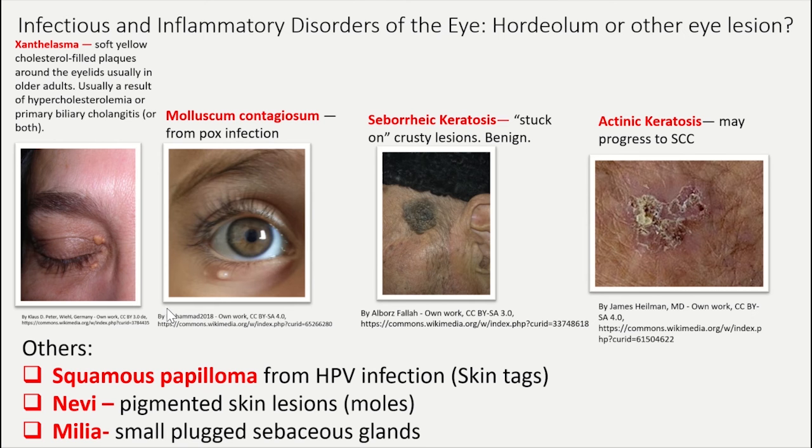Some other ones you want to look for are squamous papillomas. And those are from HPV infections. They're skin tags. They're benign. You can just clip them off or do some cryotherapy on them to remove them. It's basically, you ever see people with little balls of skin that are like sort of hanging from their neck? That's what that is. You can have some pigmented skin lesions like moles, and you can have milia, so small plugged sebaceous glands.